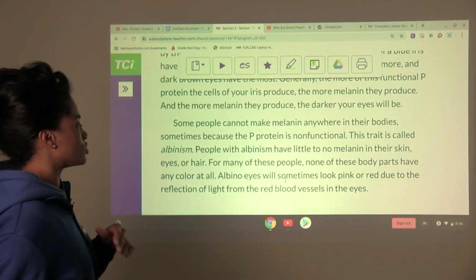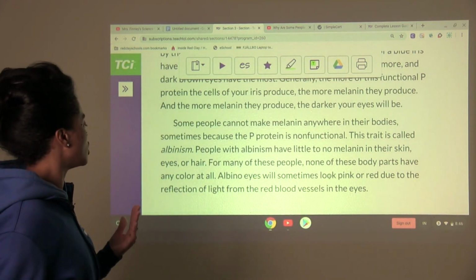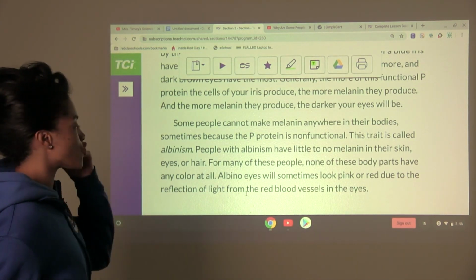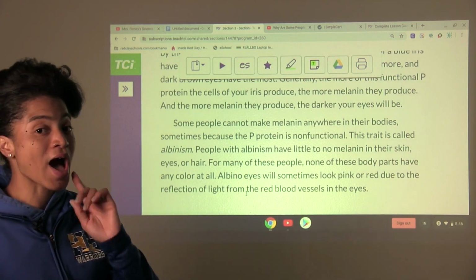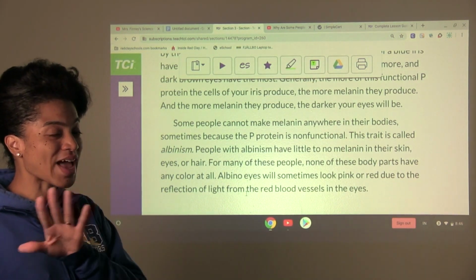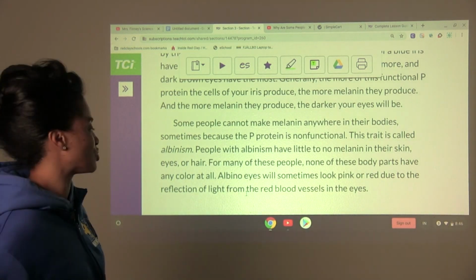Albino eyes will sometimes look pink or red due to, check this out, the reflection of light from the red blood vessels in the eyes. That's what's giving it that pinkish reddish tint. So they actually really have no color. It's just a reflection of the blood vessels in the eye.